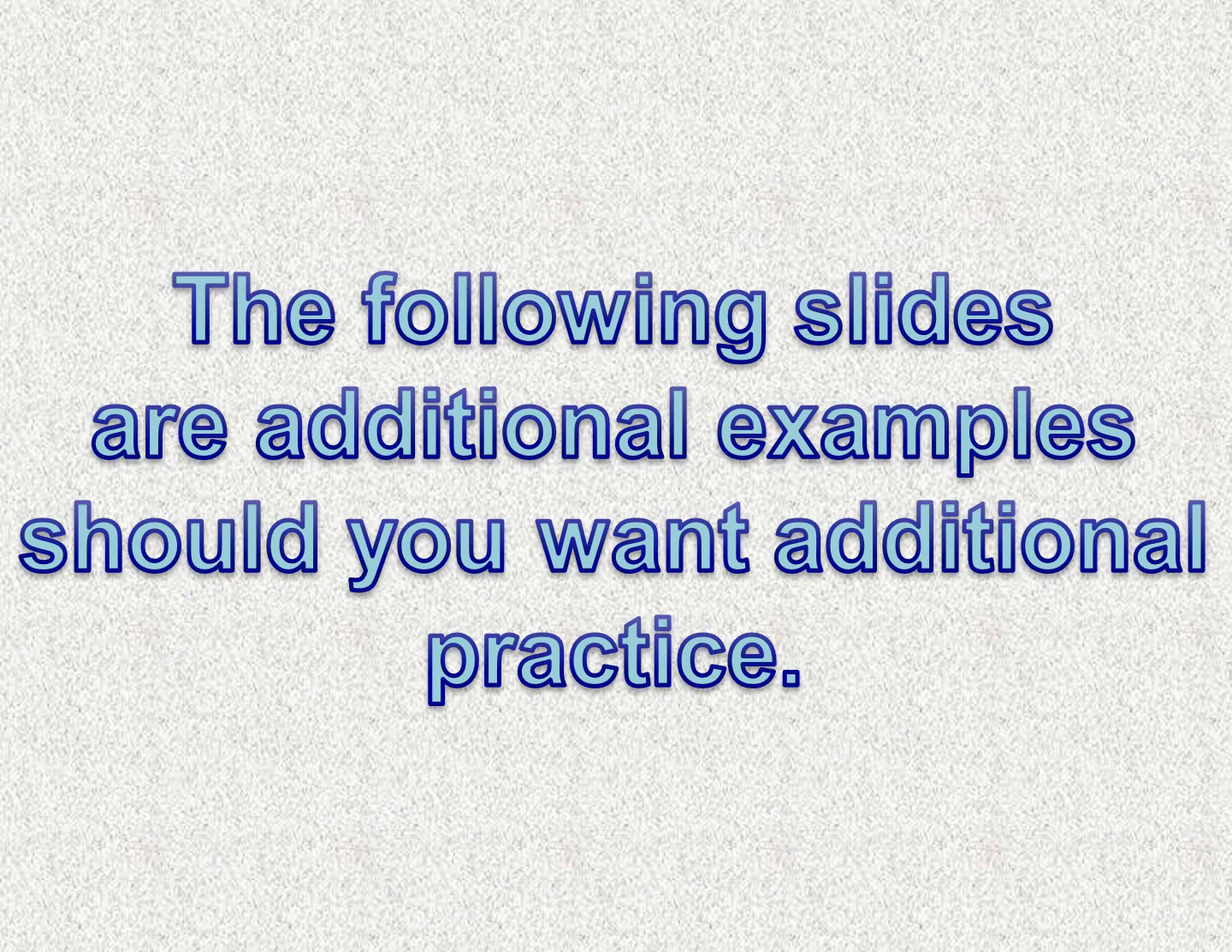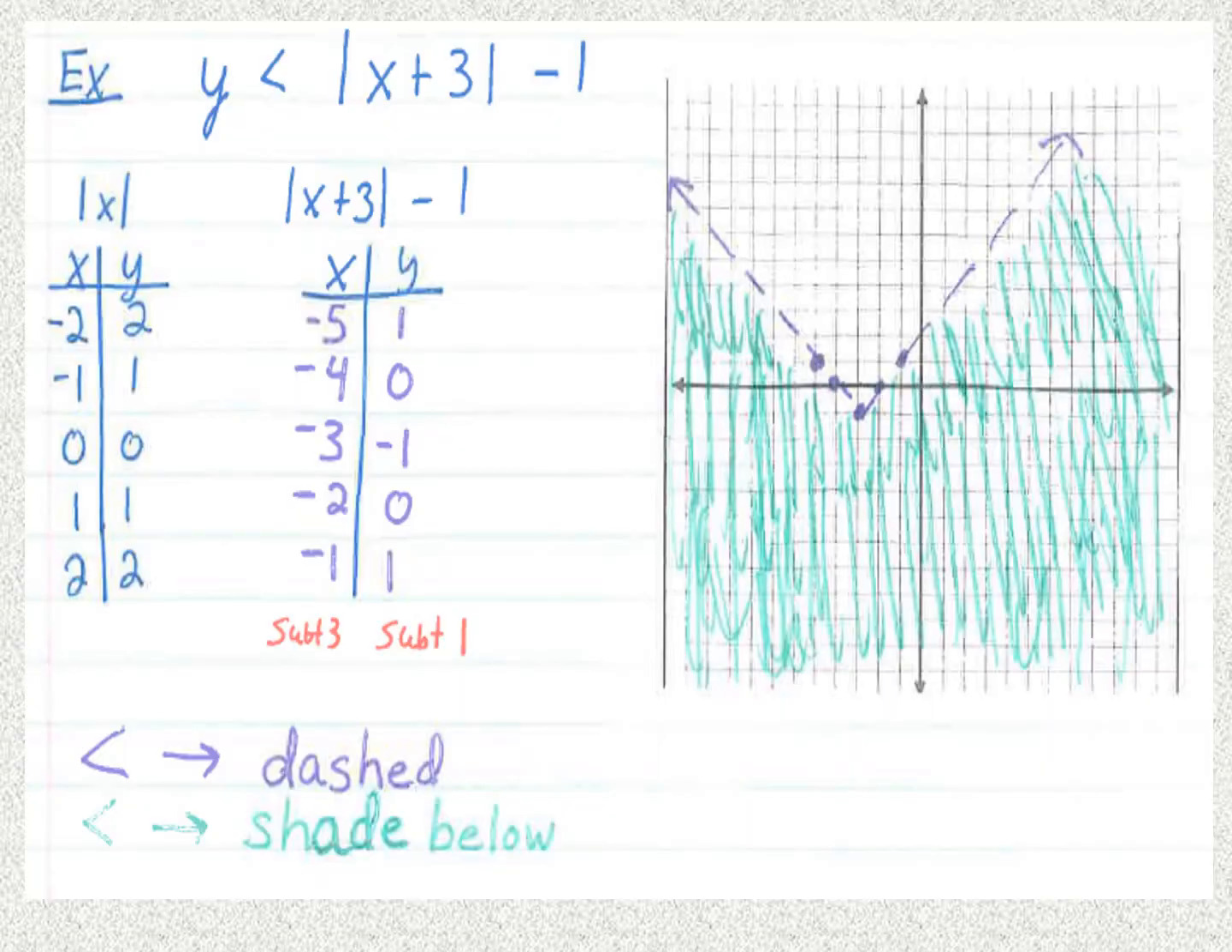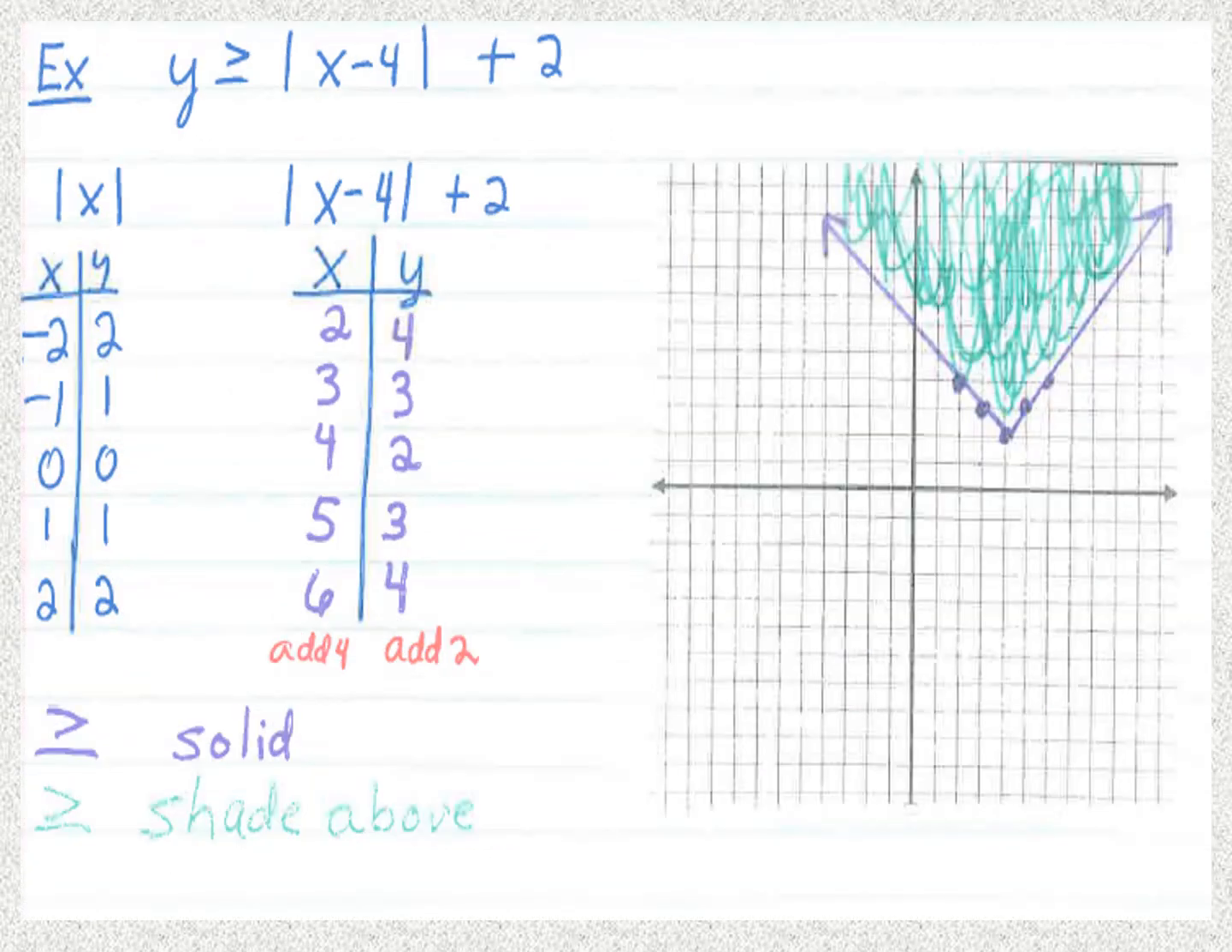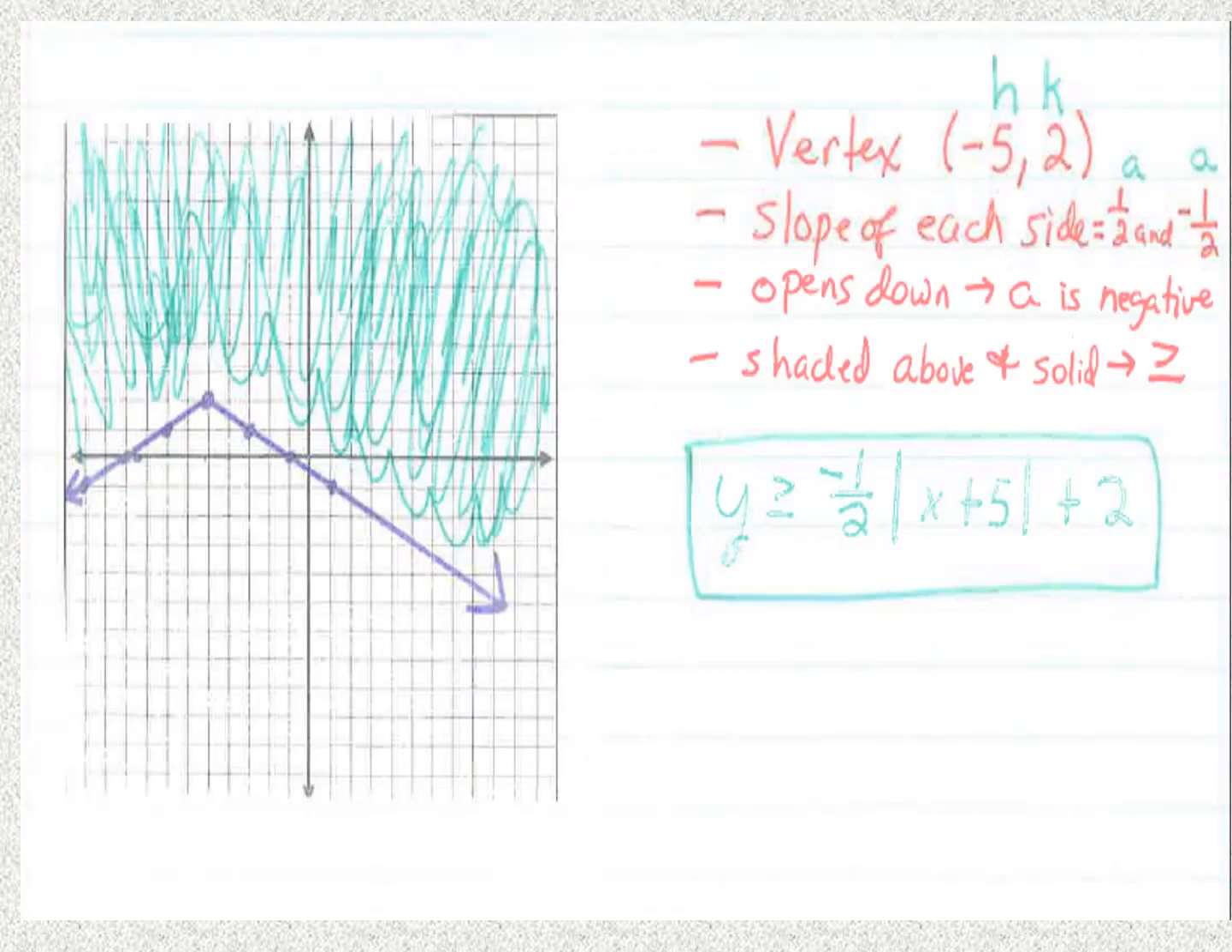The following slides are additional examples should you want additional practice. So let's look at those. I've given you the inequality. I've demonstrated how I would graph it and my rationale between dashed and shading. Same with the second example. And lastly, with the third, I've given you another example of writing an inequality. So if you wanted extra practice, I would recommend maybe covering up with a Post-it note the stuff on how to solve it and just looking at that. Can you do what the problem is asking? And that's it. We're done.